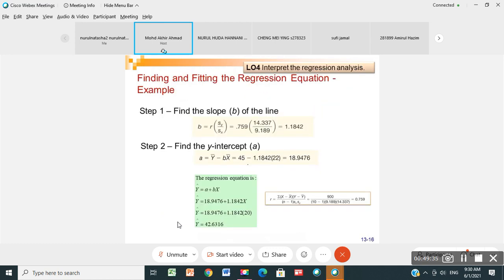Then we do the first step. Step number 1, we need to identify the b value using this formula, r times sy divided by sx. Just now we calculated the r value, 0.759. From the data, we have the r value 0.759. Then standard deviation of y 14.37 divided by standard deviation of x 9.1. So we get b value equal to 1.18.